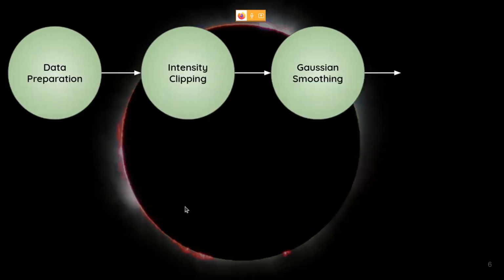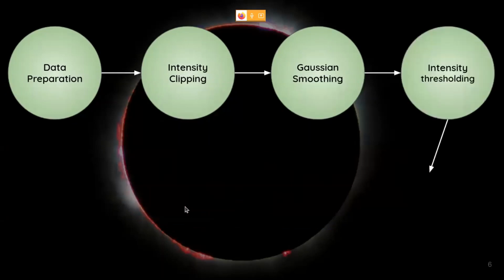Now that we have smoothed out the background, we do intensity thresholding. Why is thresholding done? Because when we see a contrast of features with respect to the background, we do thresholding. In the original image itself, we saw that plages were relatively brighter with respect to the disk. So we do thresholding.